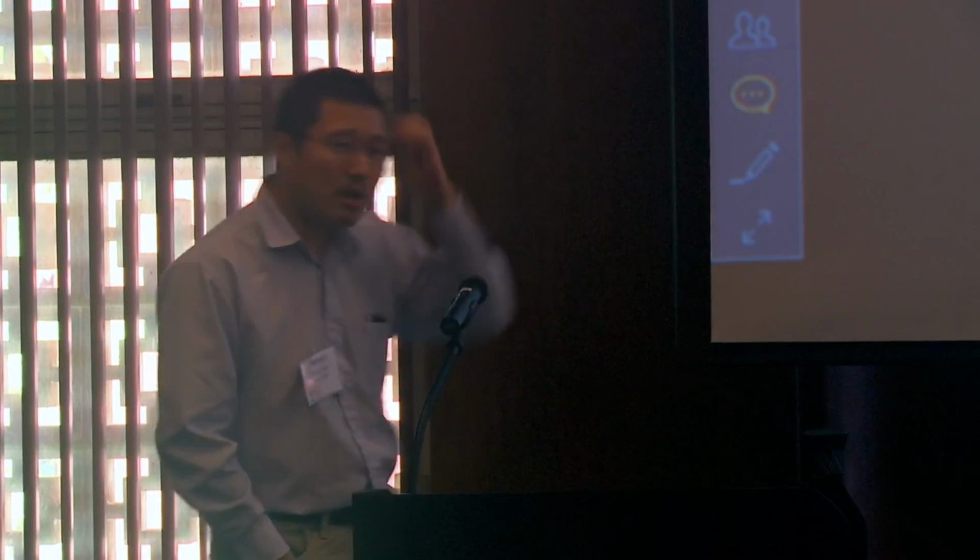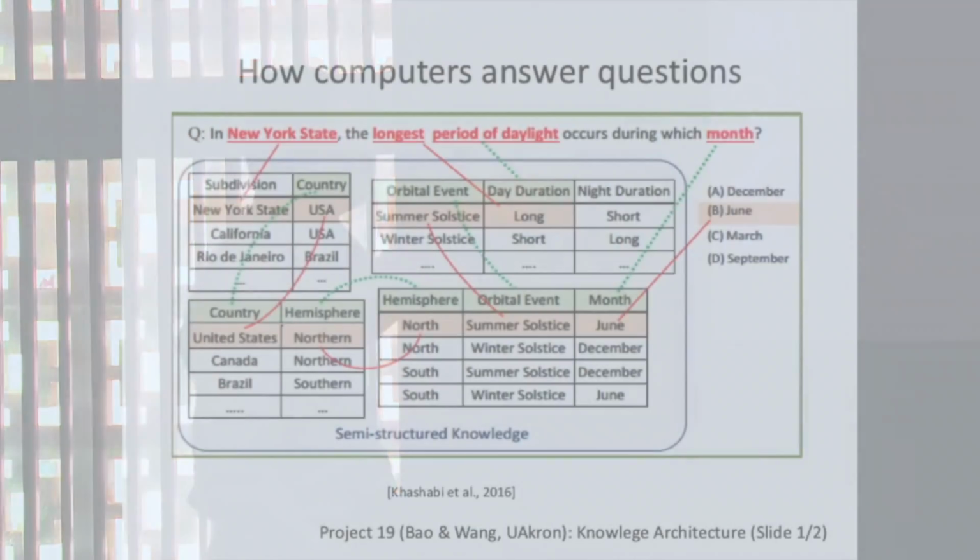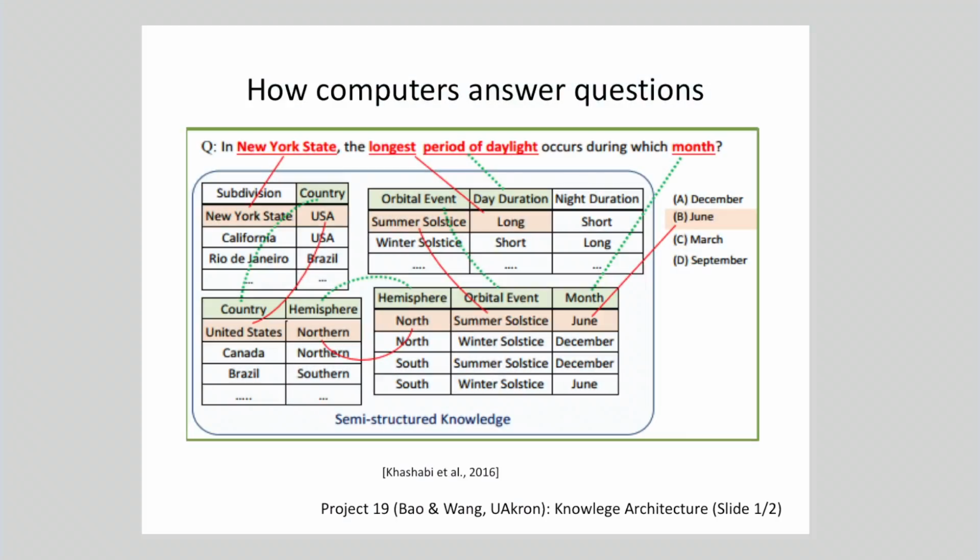Let me show you one example of how the state of the art works. How many of you know a game called Jeopardy? In Jeopardy, people ask you questions requiring a lot of knowledge, like who was the president in 1968. The best player is actually not a human. The best player is a computer called Watson, built by IBM. This chart shows a lot of the schemes by which those question answering approaches are done. Let's say we ask you a question: in New York State, the longest period of daylight occurs in which month? If it were you, how would you answer that question?